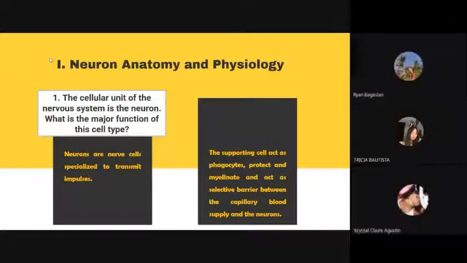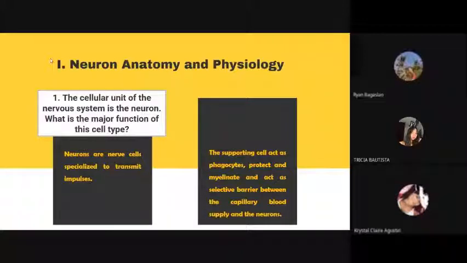Hello everyone, my name is Trisha Bautista and I am discussing the neuron anatomy and physiology. Number one, the cellular unit of the nervous system is the neuron. What is the major function of this type of cell? Well, this type of cell transmits messages from one place to another. Neurons or nerve cells specialize to transmit impulses.